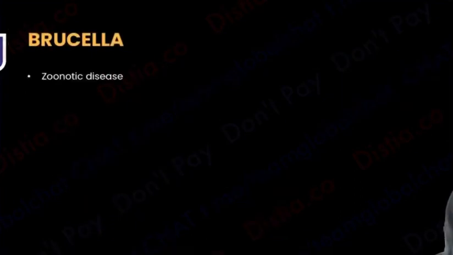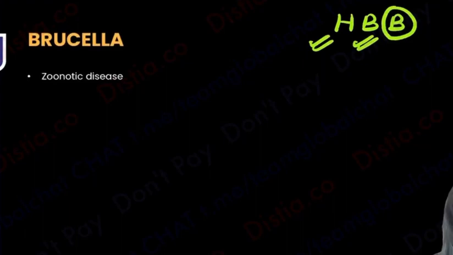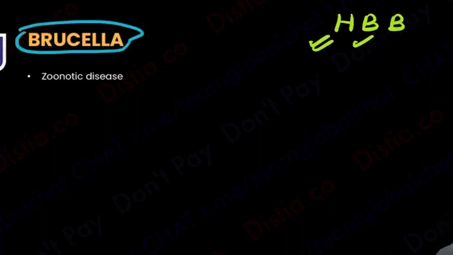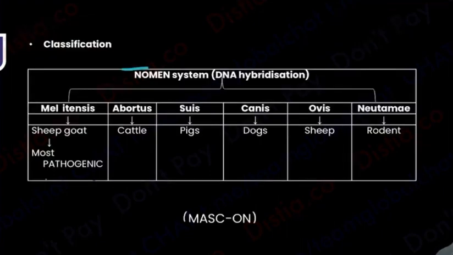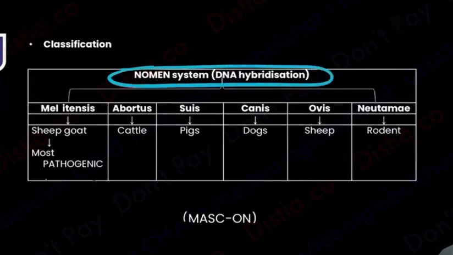So we were on our journey of HBB. Hemophilus is done, Bordetella is done, and now we are left with Brucella. Brucella happens to be a zoonotic infection, which means it's an animal to human kind of disease. There's a Norman classification that you have, which I understand is very difficult, and you don't have to learn the entire one. So just imagine that this is all to do with animals.